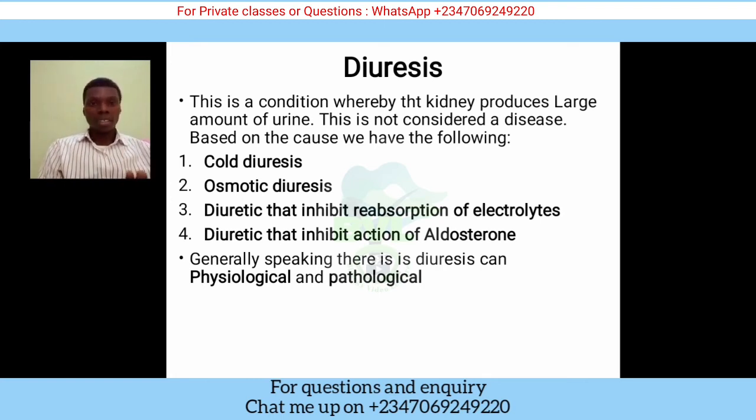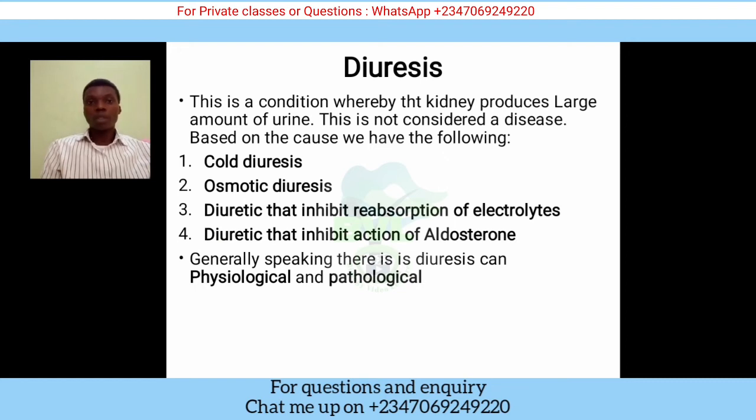And there's also osmotic diuresis, which means there are things you take, like caffeine in a way. Caffeine has a way of causing less reabsorption of solute. The moment you have solute within the lumen of the nephron, some of those solutes have a way of preventing water reabsorption. And once you prevent water reabsorption, the amount of fluid that goes within the nephron to form urine becomes large.